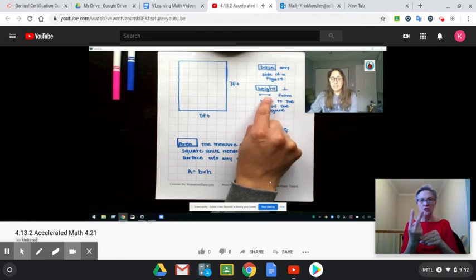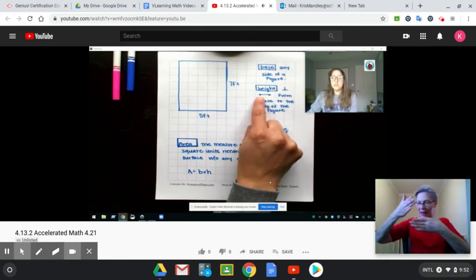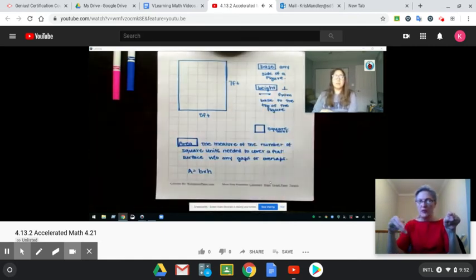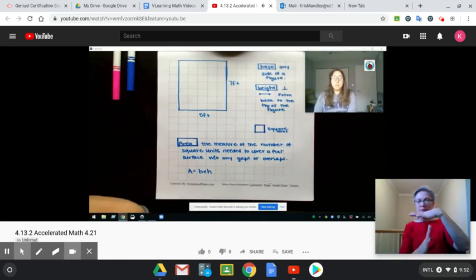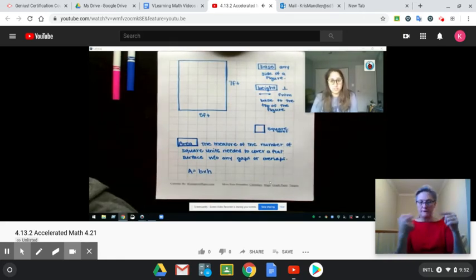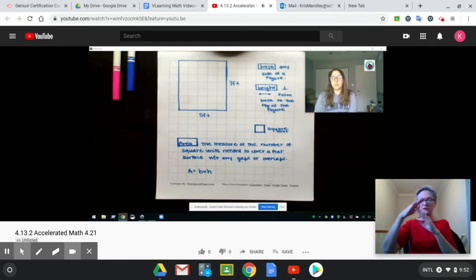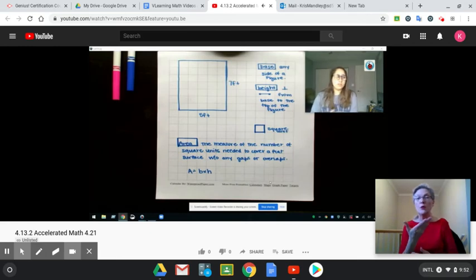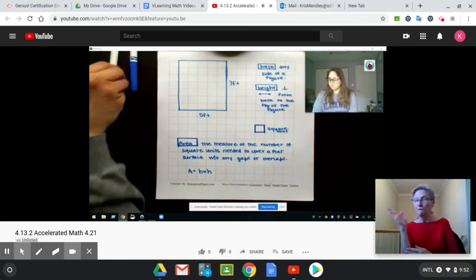And then line segments end with endpoints, right? So I drew a little line segment here for you. So the height is a perpendicular line segment from a base to the top of the figure, right? So it's the longest part of the figure. So these are two features of figures that we're going to be looking at to find the area.